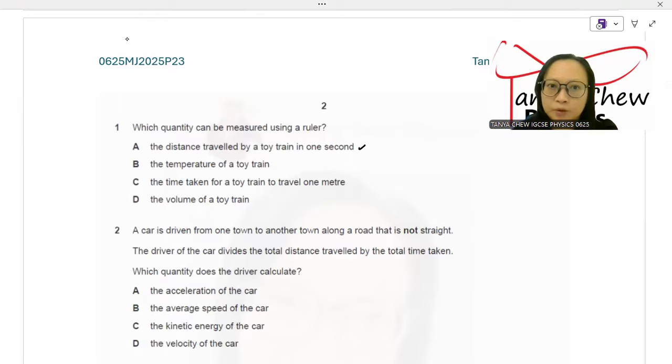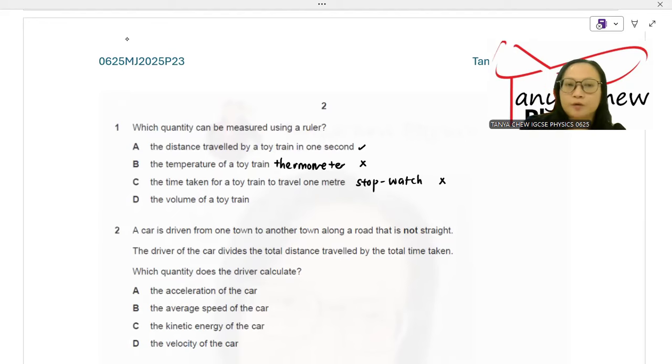Temperature cannot be measured by a meter ruler. It can only be measured by a thermometer. So this is wrong. C, the time taken for the toy train to travel 1 meter. That is not measured by a meter rule. The time taken must be measured by a stopwatch. This is also wrong. D, the volume of a toy train.